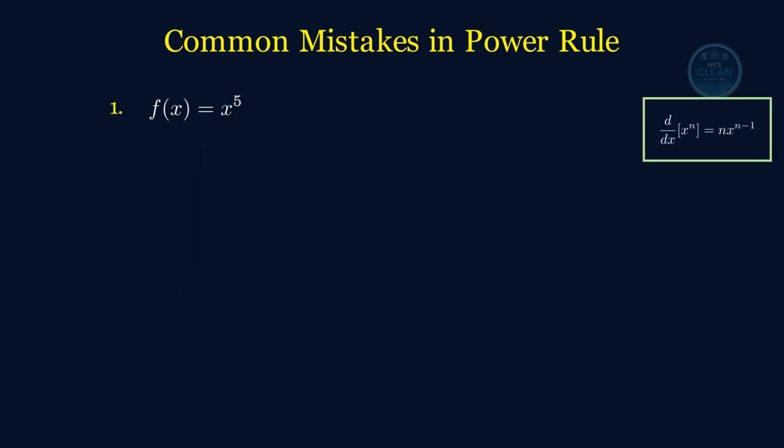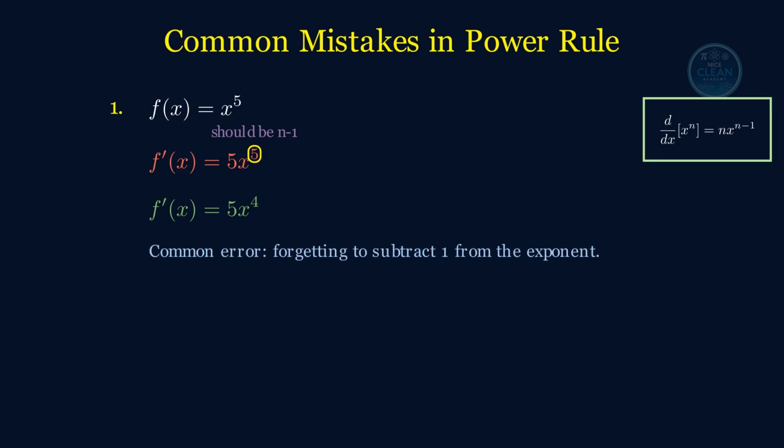All right, let's go over mistake 1. Forgetting to subtract 1. Let's say f of x equals x to the power of 5. A common mistake is to say the derivative is 5x to the power of 5. That's wrong, because we forgot to subtract 1 from the exponent. The correct derivative is 5x to the power of 4. Always remember, power comes down, exponent goes down by 1.